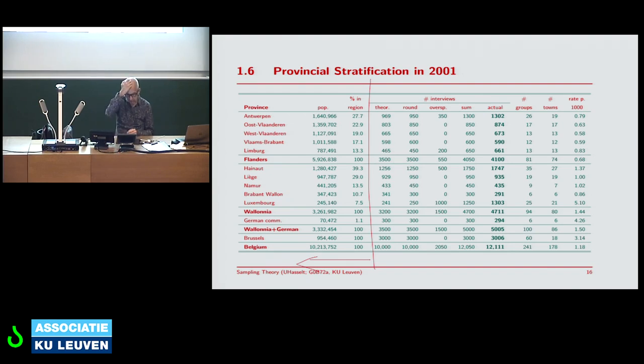So we could say, if we want 3,500 interviews in Flanders, and we split them proportionally, we would get 969 for Antwerp, because that number is proportional to the population size, which is 27.7%. Okay, we can do the same in Wallonia. We see that Liège gets 929 interviews, but 300 have to be added to that because they are responsible for the German community. So altogether, I will go to 3,510.